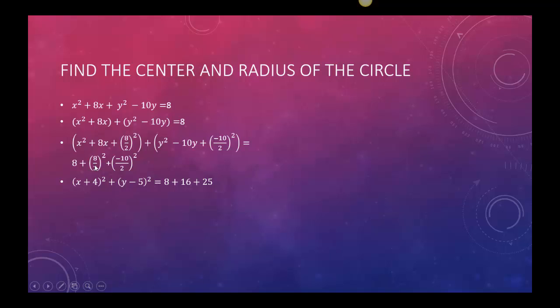8, keep it. 8 over 2 is 4. When I square it, it's 16. Negative 10 over 2 is negative 5, really. Negative 5 squared is 25. When I simplify that, I'm really just simplifying the right side this time. I get 49. All right, so I have a center of (negative 4, positive 5) and a radius of 7.